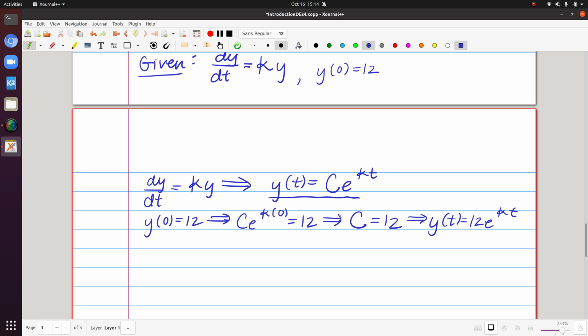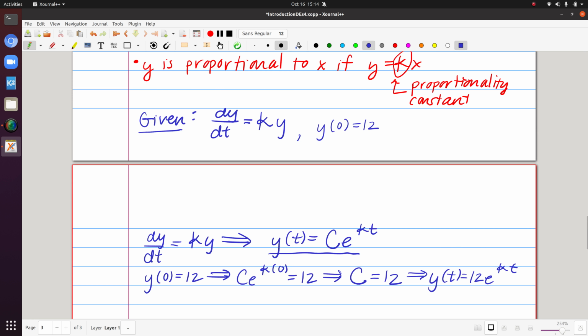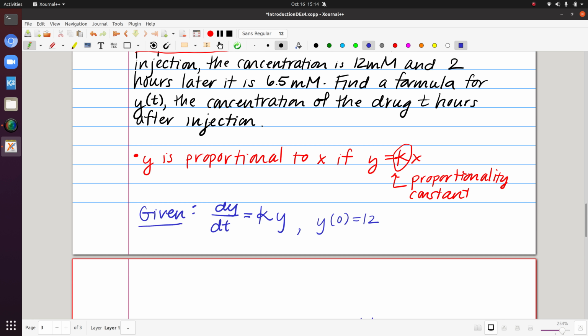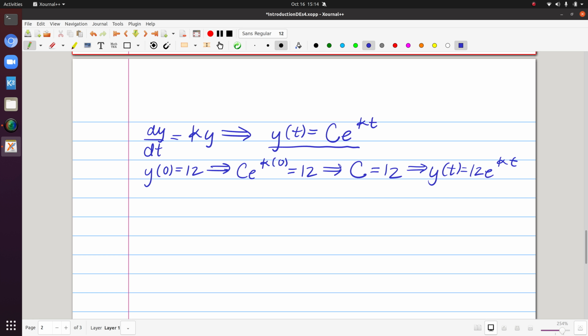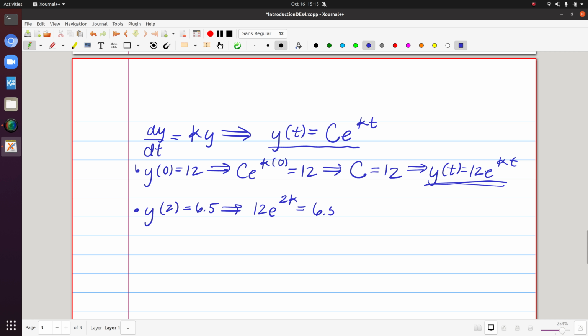But we're not done because we still don't know what k is. But I also have another piece of information. At 2 hours, so at t equals 2, the value should be 6.5. So we can use that. That is, we still have one unknown, but we have another equation we can use. So we used the initial y of 0, and then y of 2 equals 6.5. Again, I go back up to my most updated equation here, and I'm going to plug in 2 for t. That would give me 12e to the 2k. And that should leave us with 6.5.